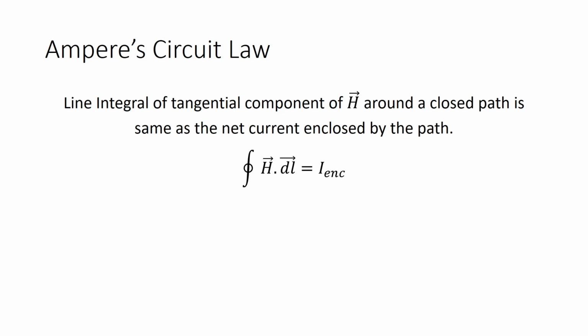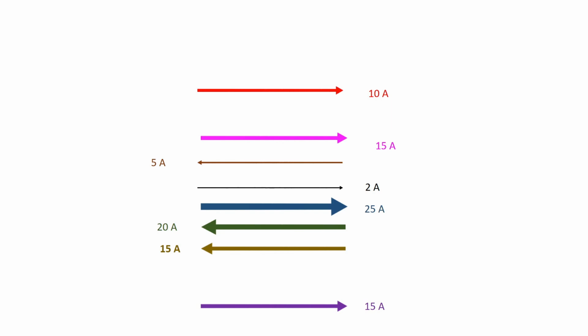I would like to stress and emphasize the point of current enclosed by considering the following example. Consider 8 conductors which are given below. Some conductors are carrying current in direction 1, and some conductors are carrying currents in direction 2, right?